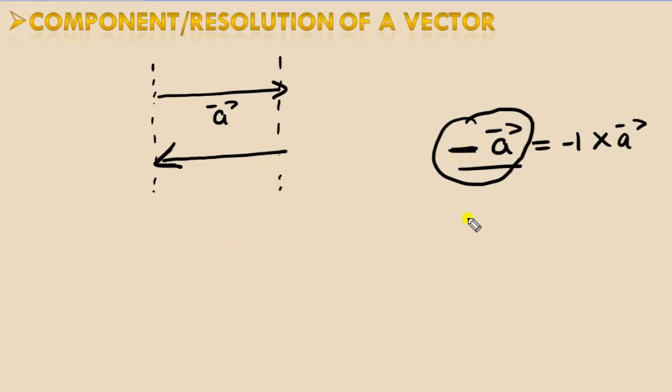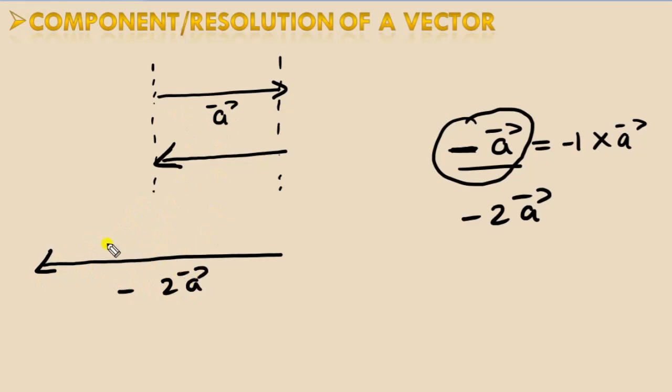If I ask you what is minus 2 vector A, it will be a vector the magnitude of which is 2 times the magnitude of vector A, and the negative sign is showing that its direction will be reversed. So its direction will be opposite to that of the direction of vector A. So this is minus 2 vector A. So if the length of this arrow is 2 unit, then the length of the arrow representing minus A will also be 2 unit, because the magnitude of both vector A and minus vector A is the same, 2 units.